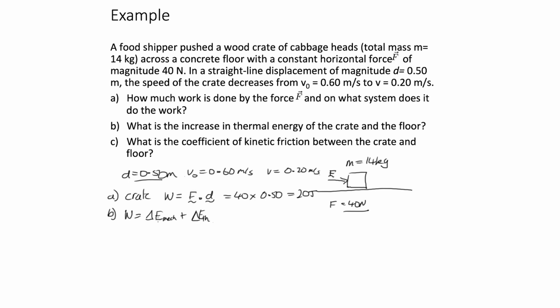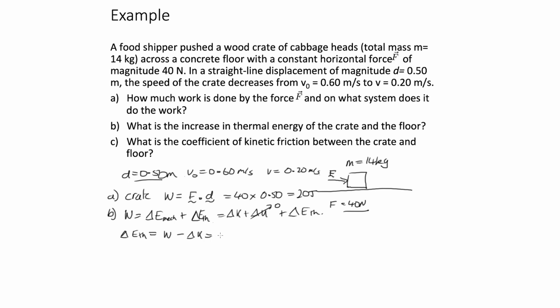So the mechanical energy is equal to the change in kinetic energy plus the change in potential energy. Now there is no change in potential energy here. The crate is not being lifted up or moved down. It's always at the same gravitational potential, and there's no other way that we can store energy in this particular system. So this part is zero, so it's just the change in kinetic energy, and then we've got the change in the thermal energy. So we can rearrange this and say, well, the change in the thermal energy is equal to the work done minus the change in the kinetic energy.